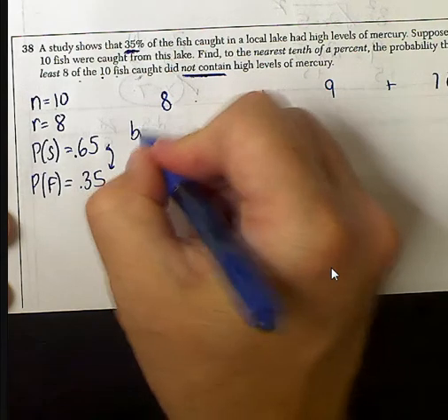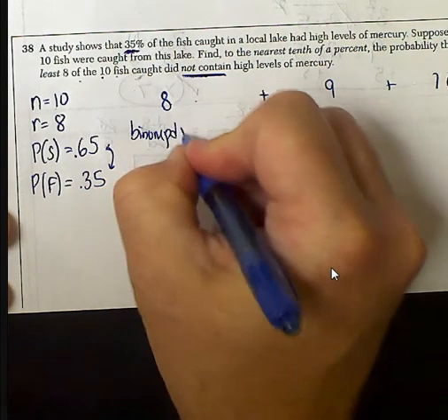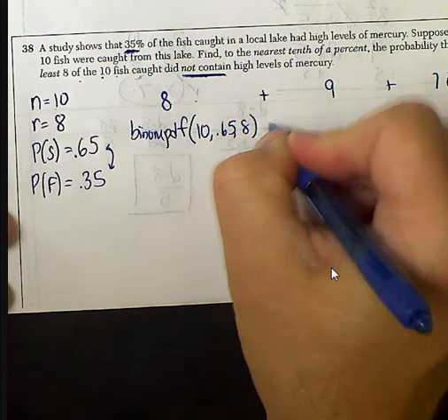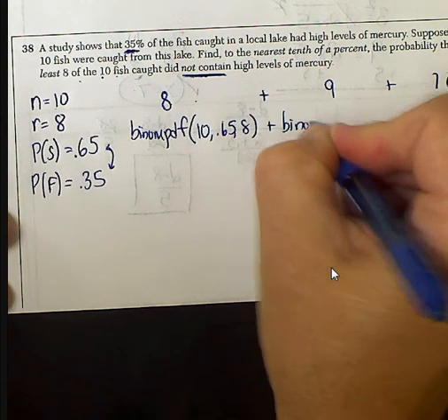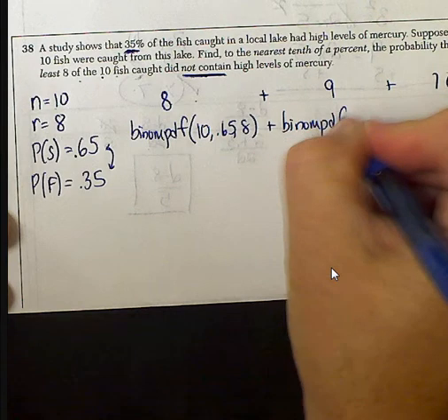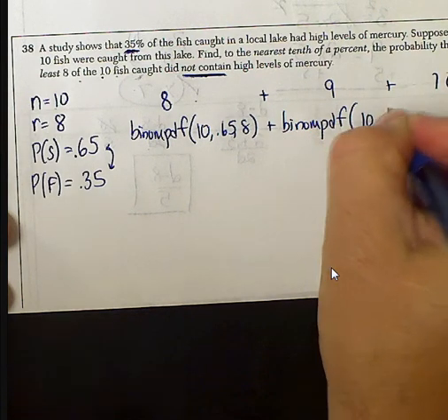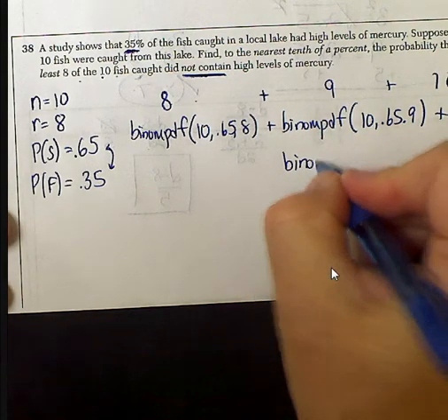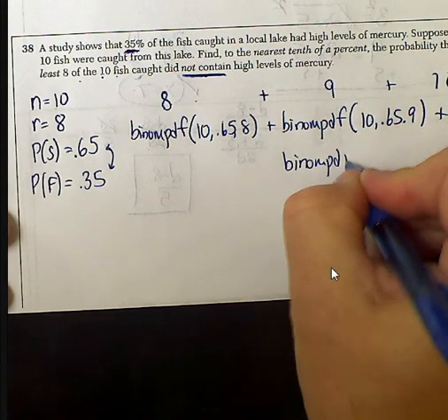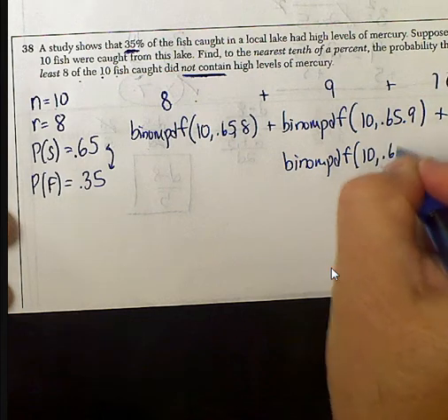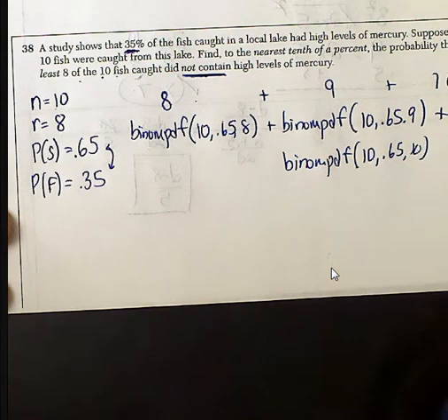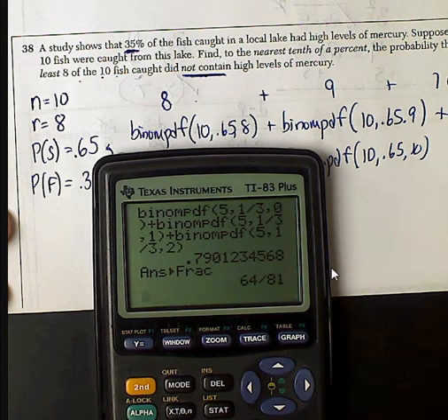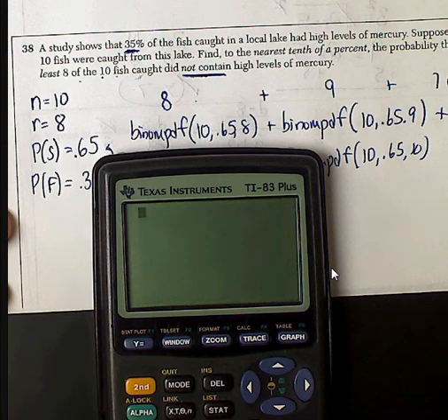So we have binomial PDF, 10, comma 0.65, comma 8. Then binomial PDF, 10, comma 0.65, comma 9, plus binomial PDF, 10, comma 0.65, comma 10. Alright, getting the calculator out for this one. Again, remember, I'm going to hit that vars key. You can't see it here, but I'm just going to go through it.